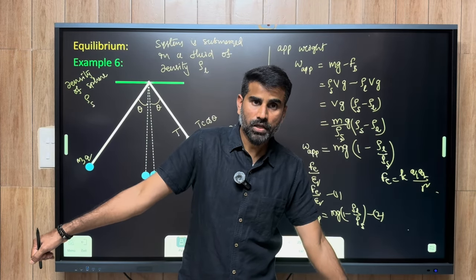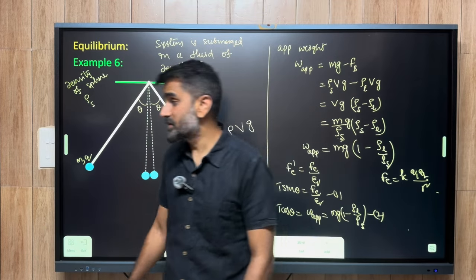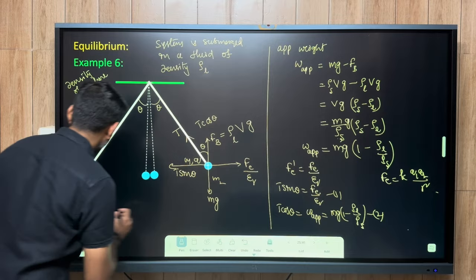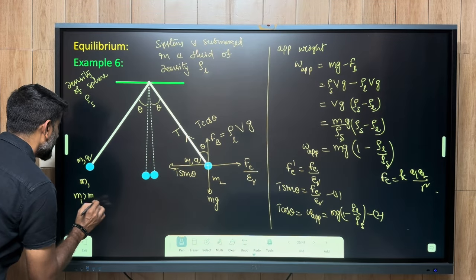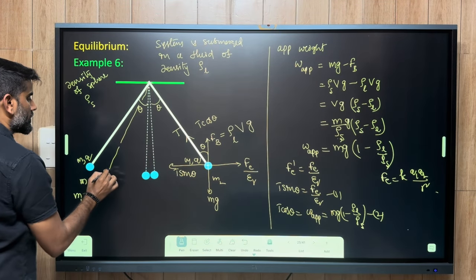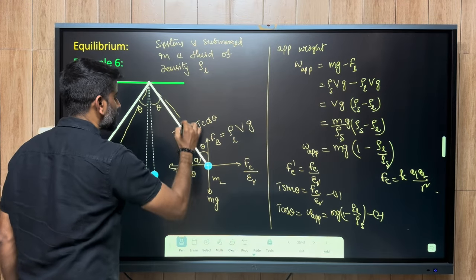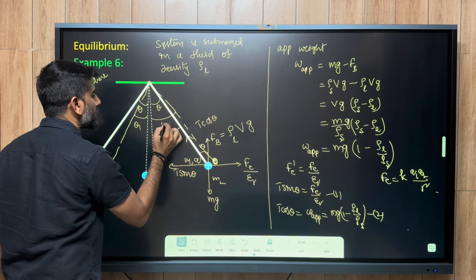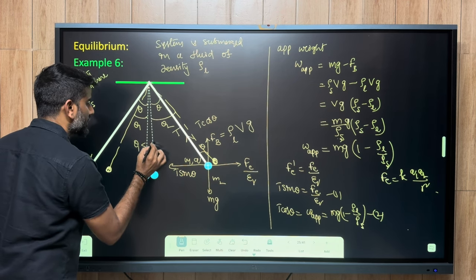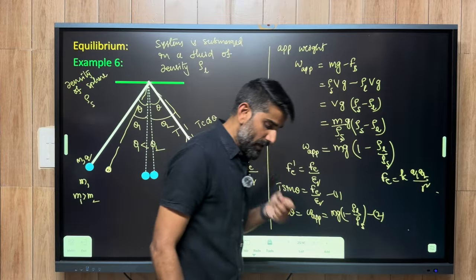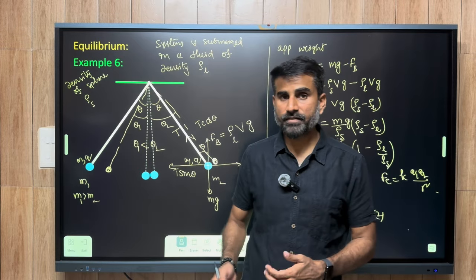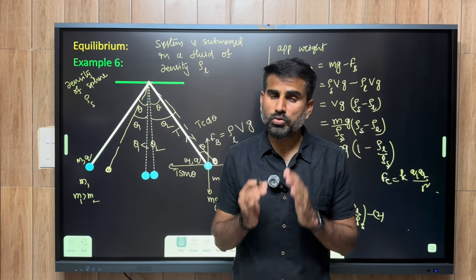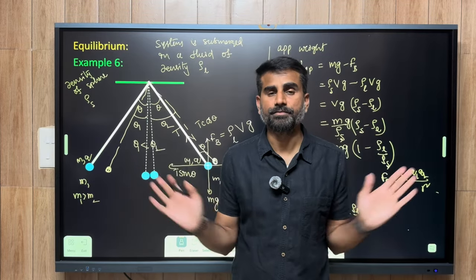Then the system will be like this. Okay. In such case, if this is M1 and this is M2, I am considering M1 is greater than M2. In such case, this mass will be here and this mass will be somewhere here. That means angle theta 1, angle theta 2, theta 1 is less than theta 2.